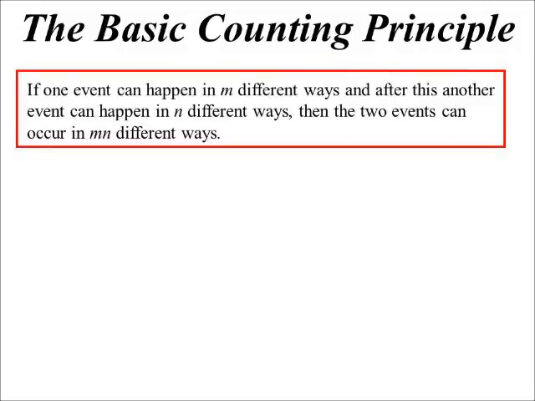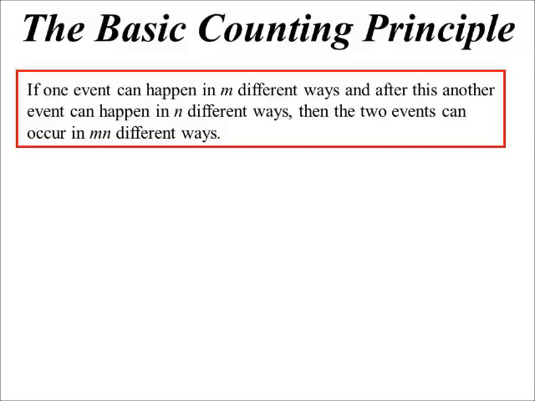To start off with, we're going to look at what's called the basic counting principle. And it is called basic because it is a very basic idea. If we've got a number of events and we know it can happen in m different ways, and then subsequently there's another set of events that can happen in n different ways, then the number of ways the two events can happen is m times n.